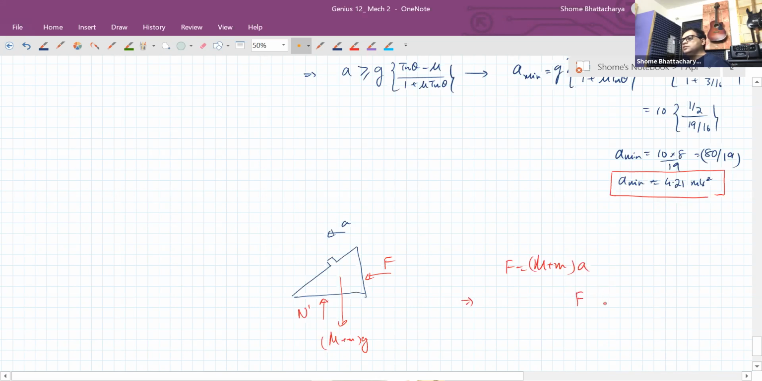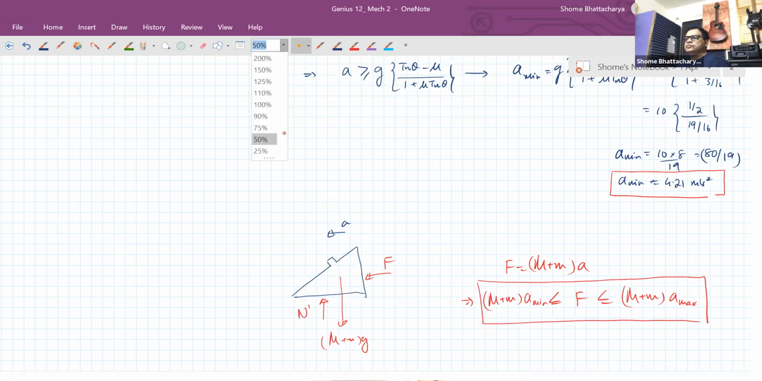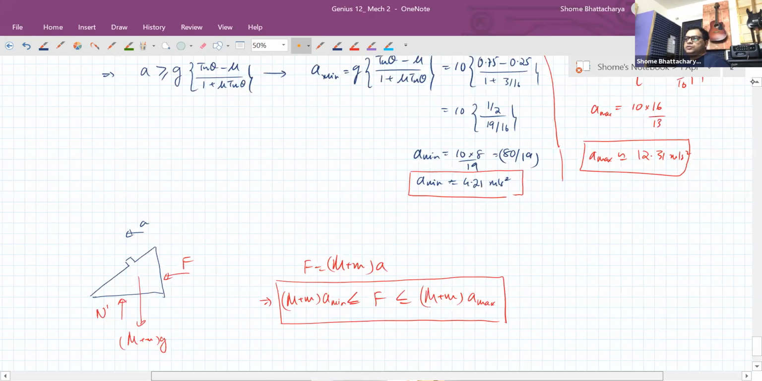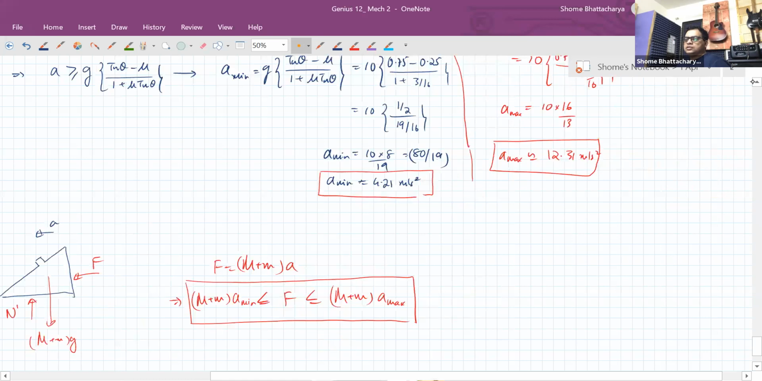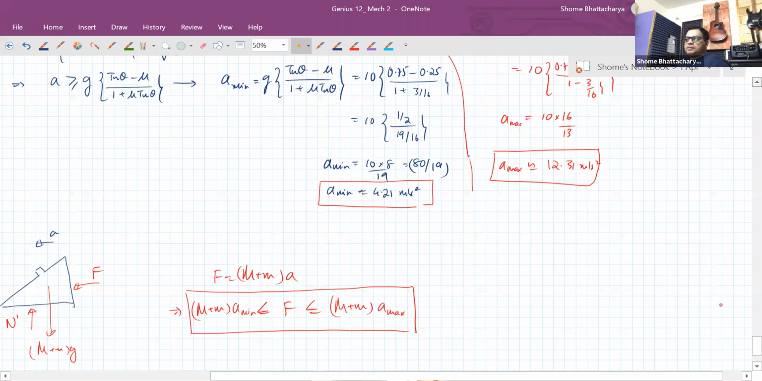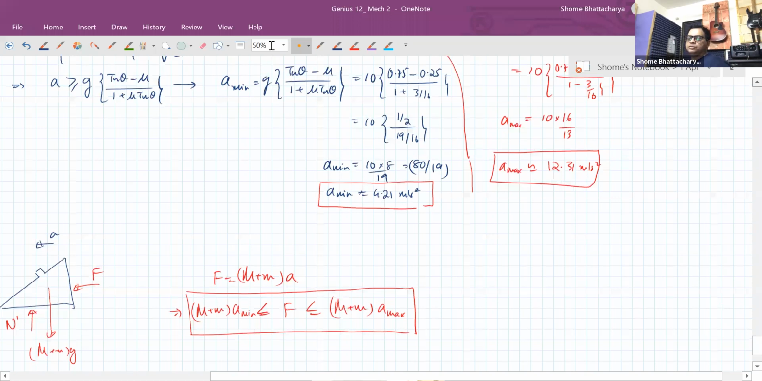So therefore this force must be less than or equal to this maximum and greater than or equal to this minimum. Okay, so we just substitute the values of A max and A minimum. So I will show you a question in JEE which was similar to this, in application of the limiting friction condition, in just a moment.